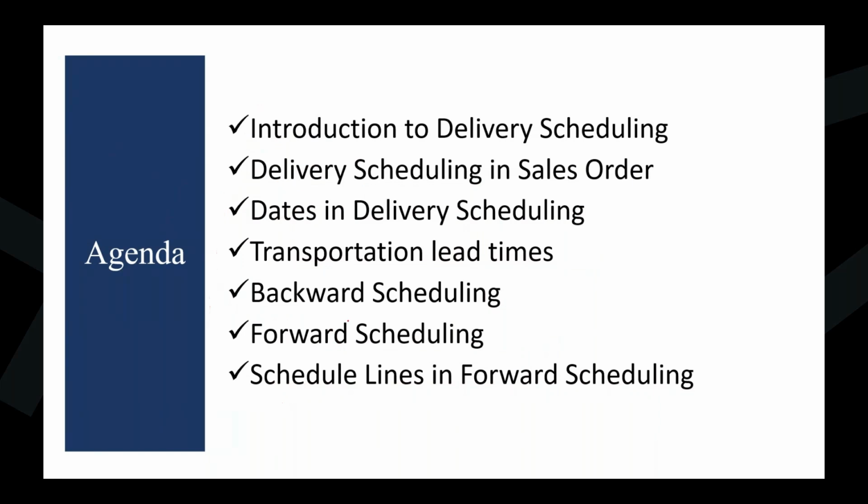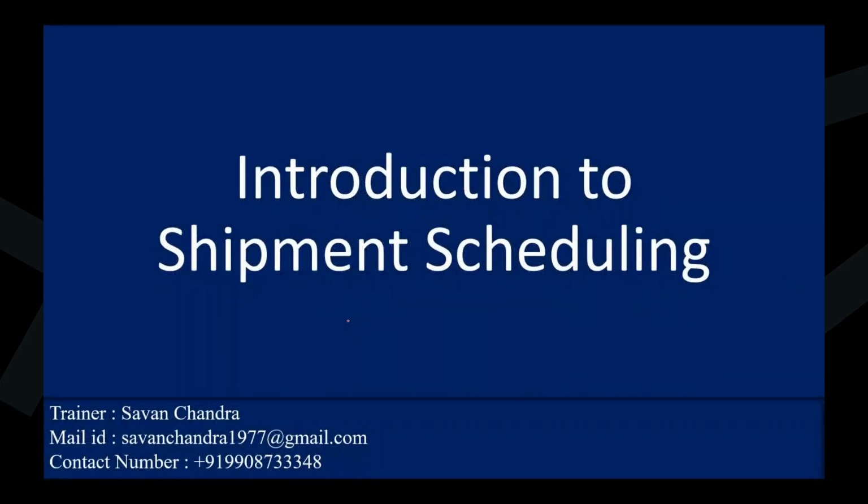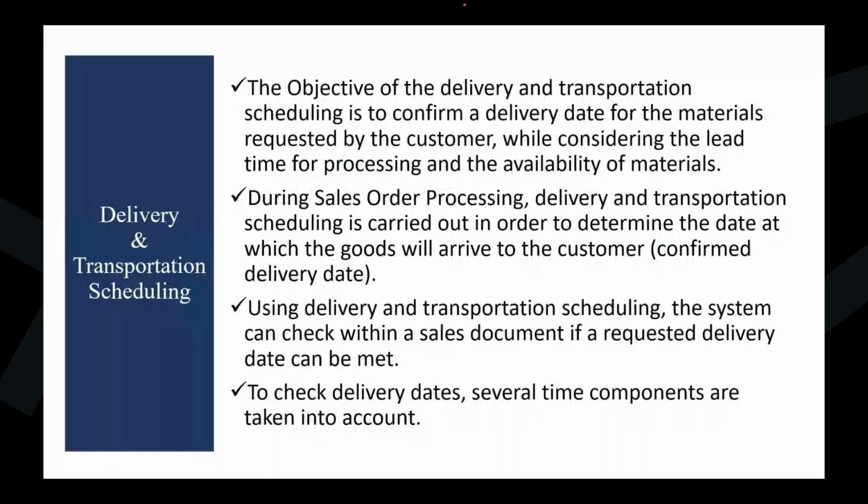So first we'll start with scheduling. What is scheduling? Why is it important? We will understand basically. Introduction to shipment scheduling. The objective of the delivery and transportation scheduling is to confirm a delivery date for the materials requested by the customer, while considering the lead time for processing and the availability of material.